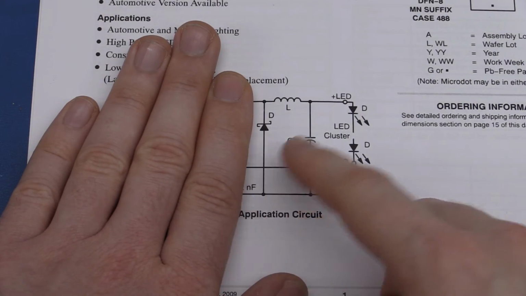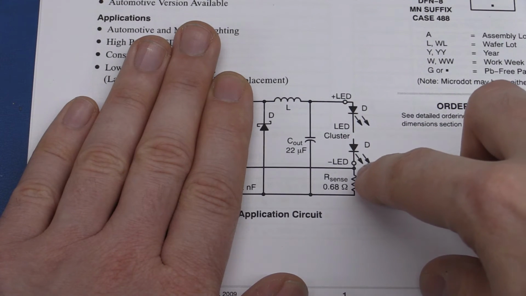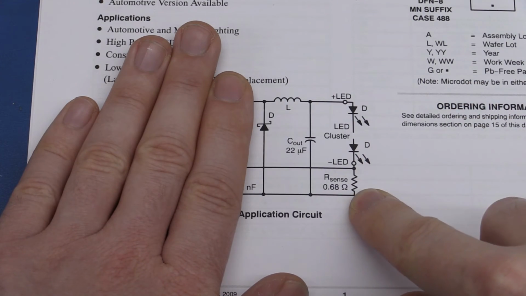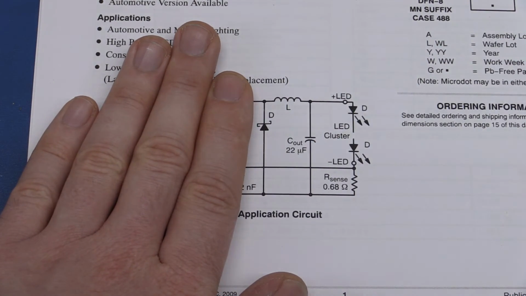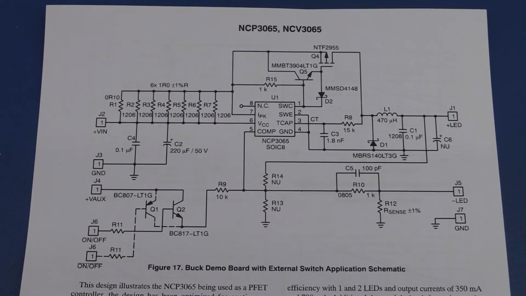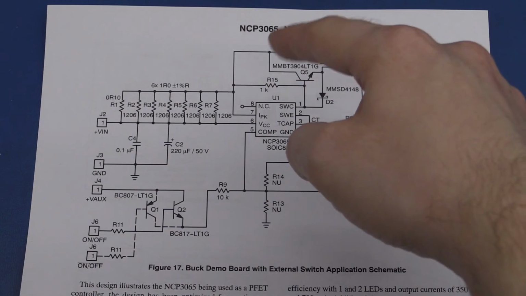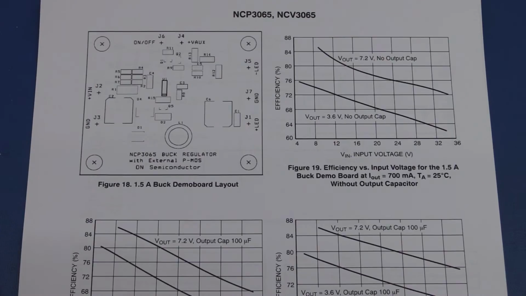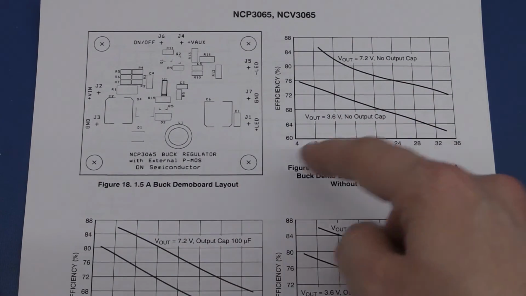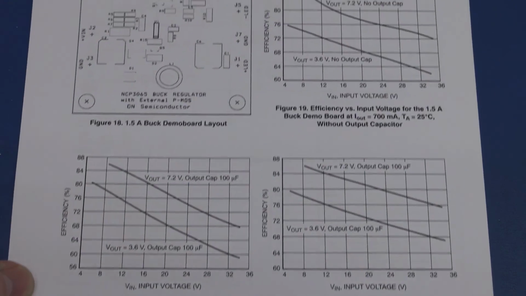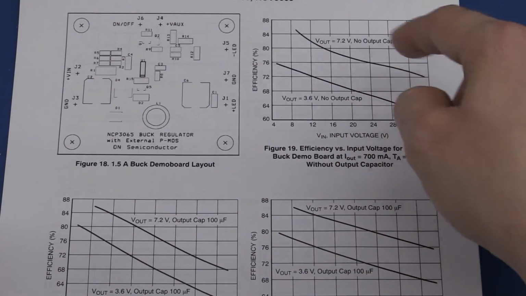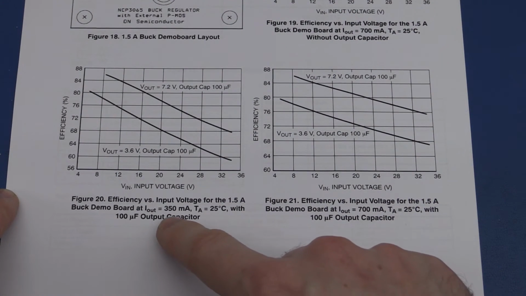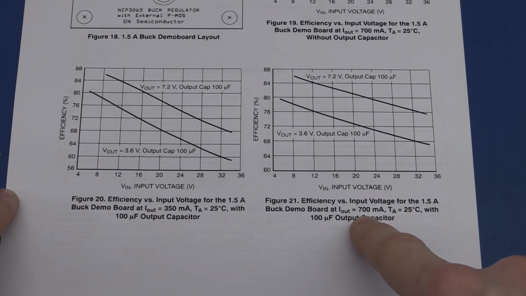It works like a standard buck regulator, except that we measure the output voltage across a resistor to ground, just like we did in the regulator that we made ourselves. It's possible to add your own transistor on the output to drive more current, but I didn't really look into that. We have some graphs here showing the efficiency, and this one is for no output capacitor, and these two are with output capacitors. One at 350 milliamps and one at 700 milliamps.